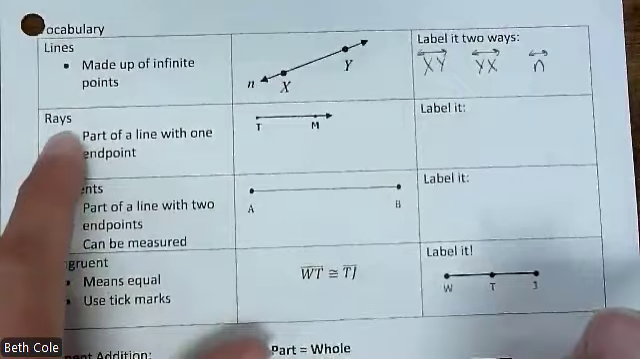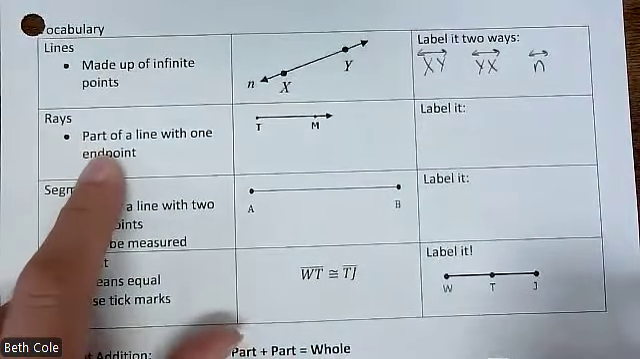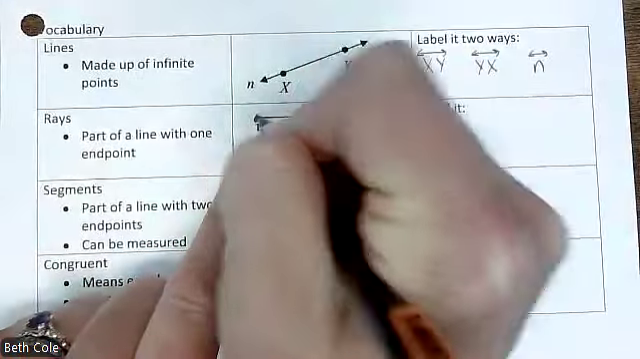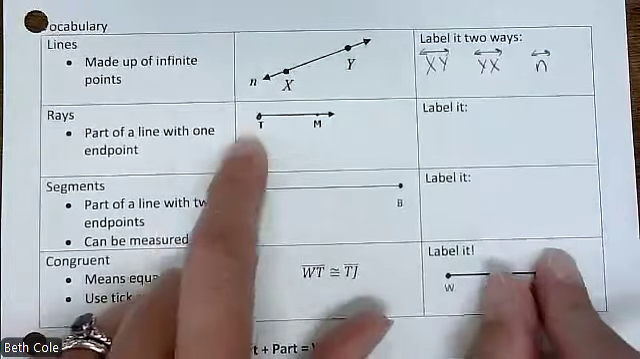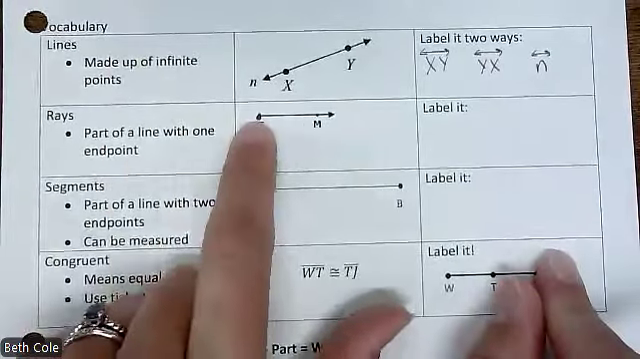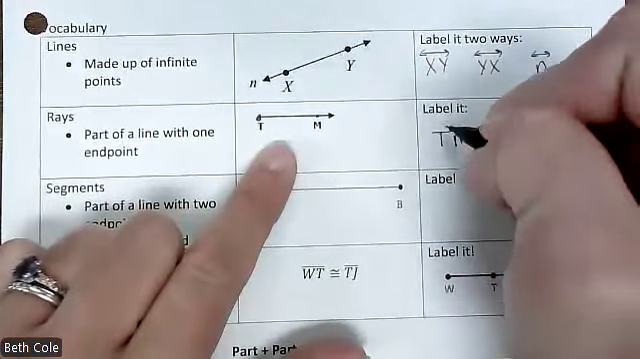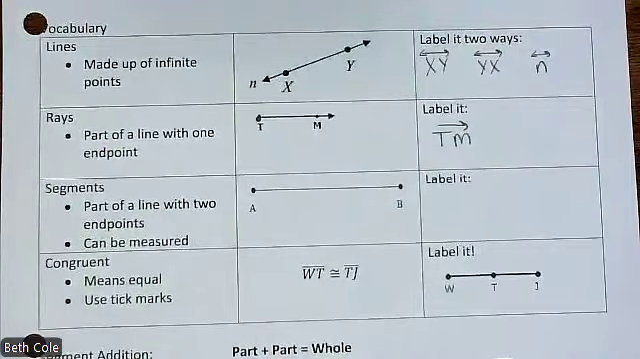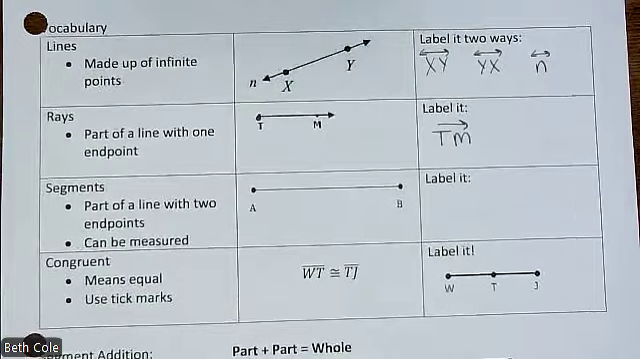All right. This is a ray, kind of looks like a clock hand. It is part of a line. So one side has the arrow and one side stops and has an end point. There's only one way you can label this. You have to start with the end point and then go in the direction that the arrow is going. So the only way you can label that is TM. If you do MT, that's wrong. So it has to start at the end point and then go in the direction that the arrow is going.